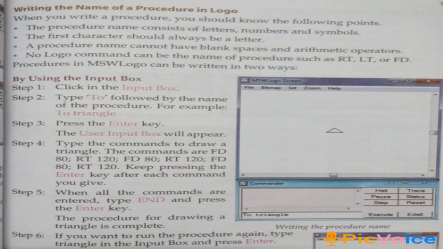Step 5. When all the commands are entered, type end and press the enter key. The procedure for drawing a triangle is complete. Step 6. If you want to run the procedure again, type triangle in the input box and press enter.